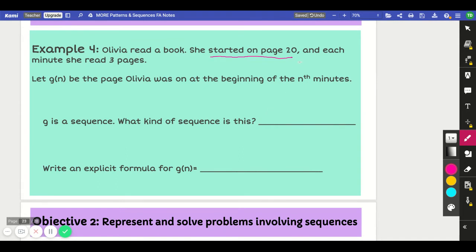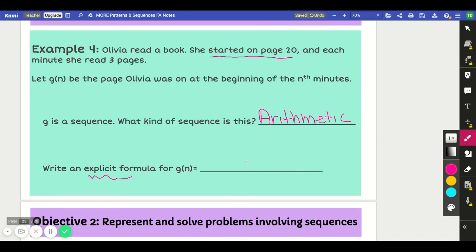So each minute she reads 3 pages. So every minute you're going to be adding 3 pages to that. So that's going to be arithmetic. And then we're going to figure out what the explicit formula is for G of n.